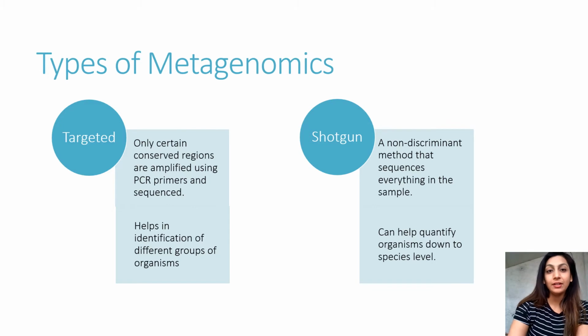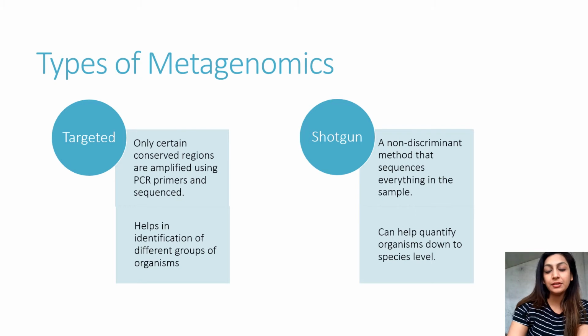So now we will learn about the types of metagenomic processes. Basically there are two types of metagenomic processes known as targeted and shotgun. In targeted metagenomics, only certain conserved regions are amplified using PCR primers and sequenced. For example, we will choose a specific kind of RNA, like 16S RNA, and we will only amplify that. So if there are 100 species present in the soil sample we have taken, our process will only amplify the 16S ribosomal RNA of all of those species. This type of metagenomics helps us in the identification of different groups of organisms.